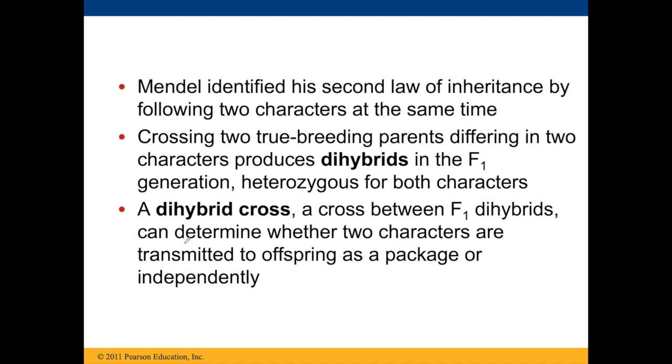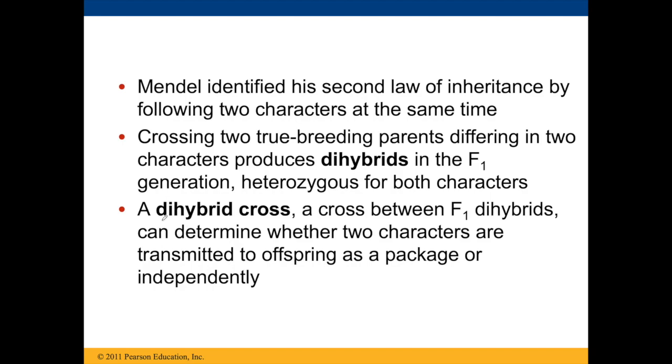He next wanted to figure out what would happen if two different pea plants differed at two genes or characters at the same time. Okay, that's called a dihybrid cross. So this prefix di means two. Okay, so he's looking at two plants that differ in two genes at the same time.